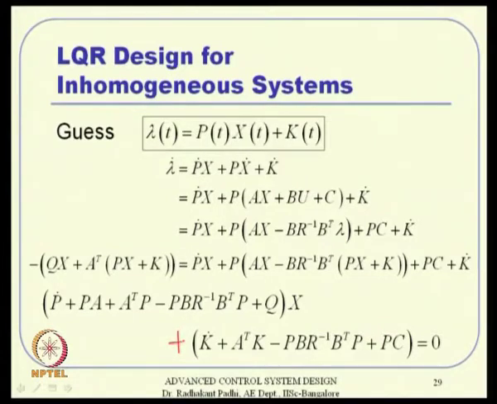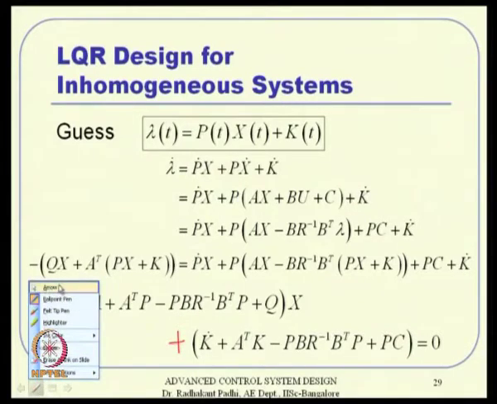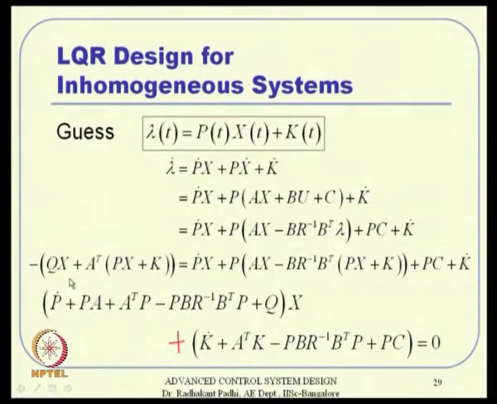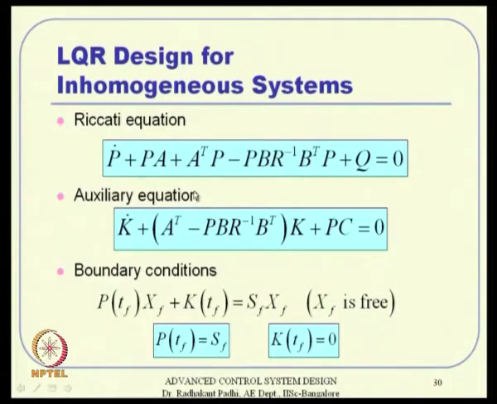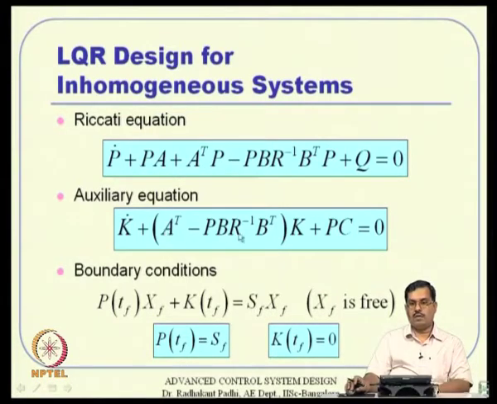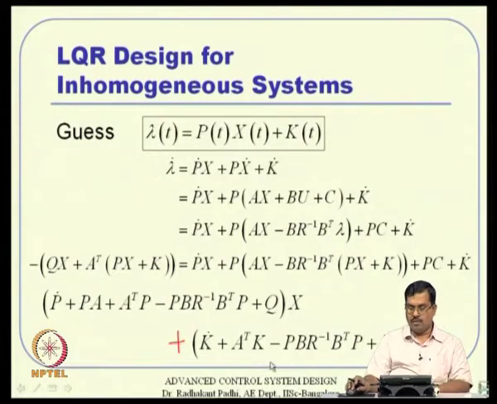Now, what happens if I really want to make this thing equal to 0? The way to do that is, let us say the coefficients will go to 0, and hence I will get two equations, not one, but two equations. One is the Riccati equation, standard Riccati equation. Another equation is something like an auxiliary equation actually. So, that means k dot equal to A transpose minus P B R inverse B transpose k, whatever it turns out from here, that is an auxiliary differential equation.